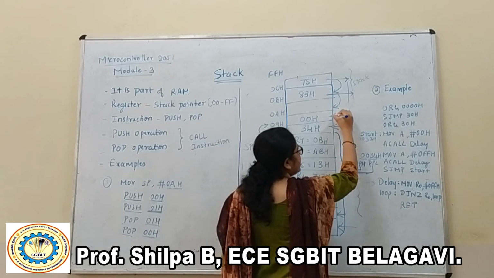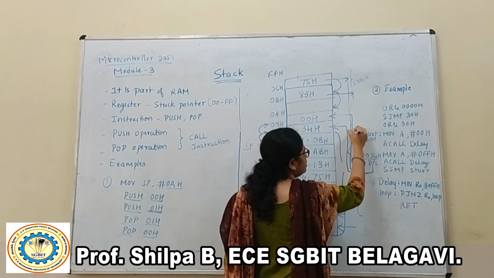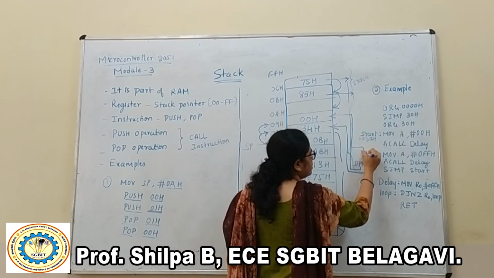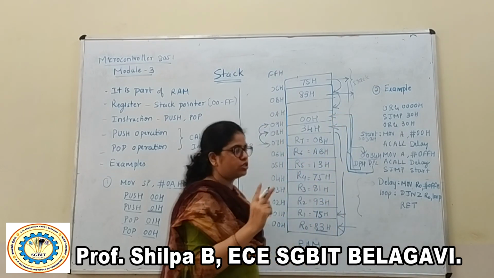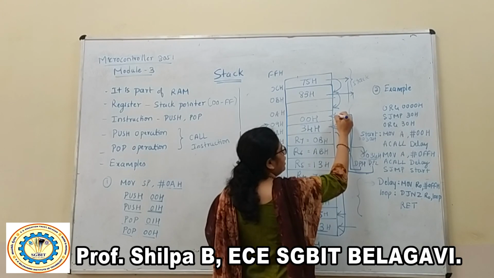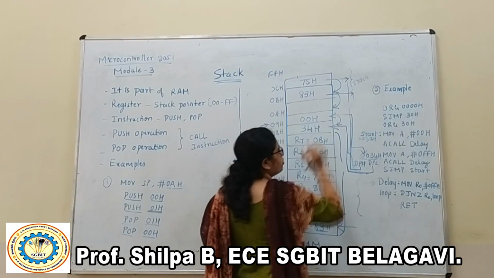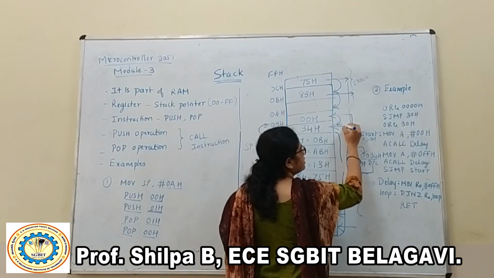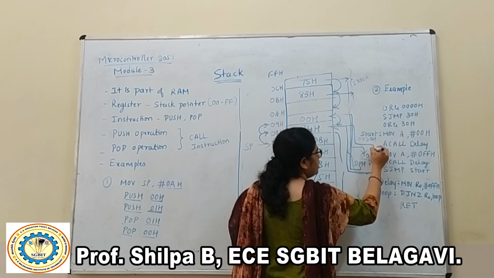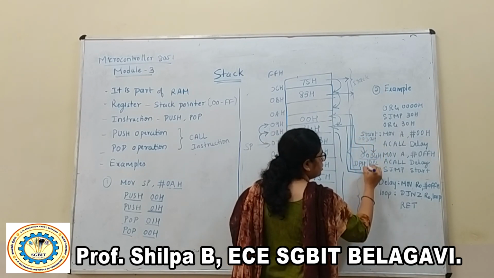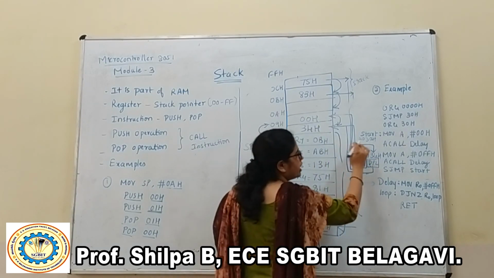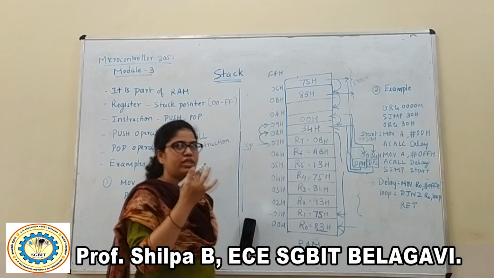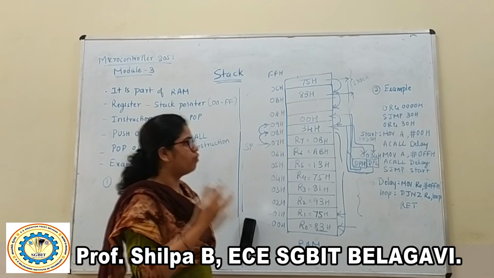This will be loaded again into the DPH. Two pop operations are required internally, and it decrements the stack pointer by one position. Then this data is loaded into the DPL. So here is the DPL and here is the DPH. You get back your address which was stored in the stack, that is 0034.